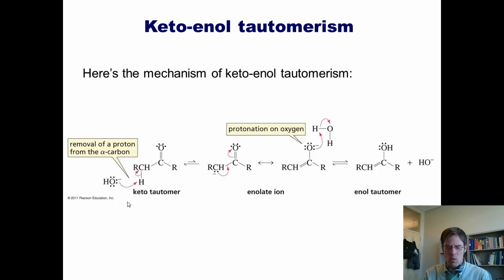Since I'm sure you're all wondering, much like a child wonders where babies come from or why the IRS exists, here's the mechanism for keto-enol tautomerism. I'm not going to talk you through it, but I'll let you examine it on your own.